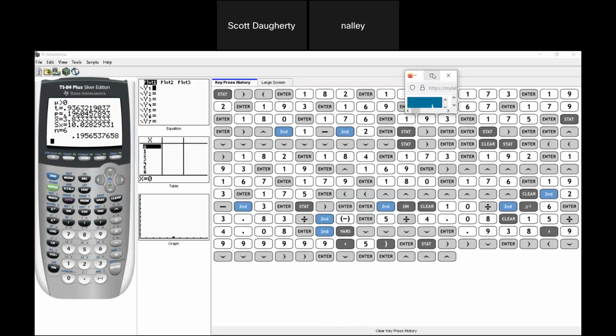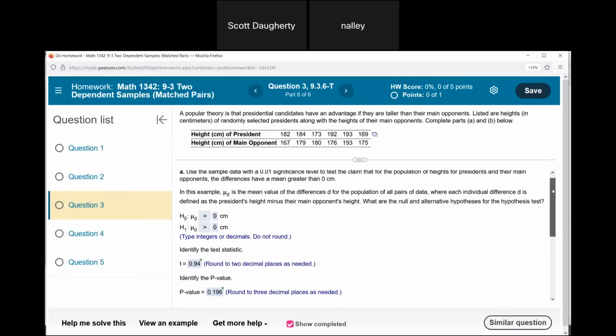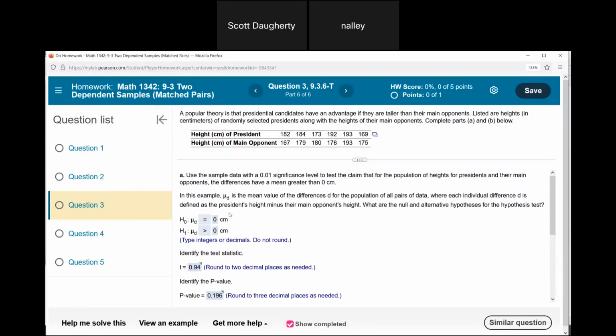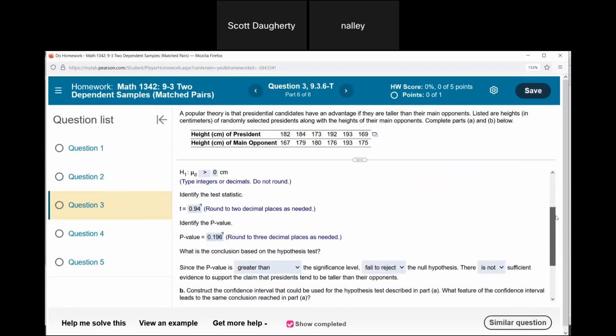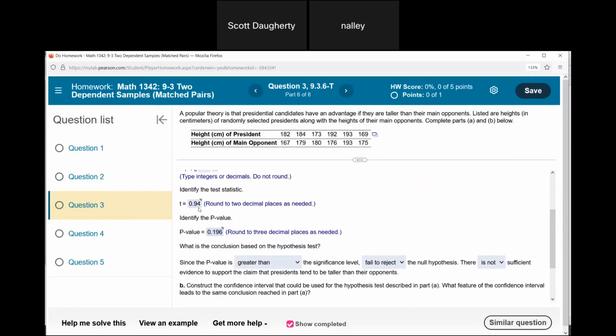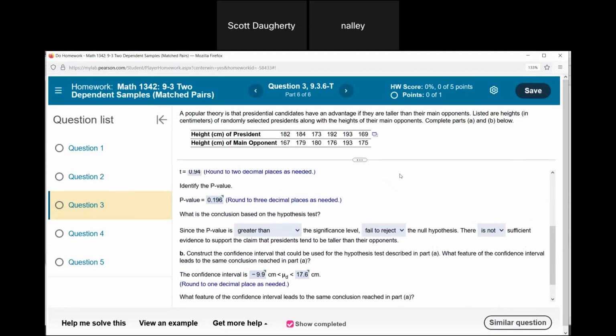So anyway, that's how you can do that problem. And notice for part A, that's what we had for our null and alternative. If you round it to 2 decimals, it's 0.94. There's your test statistic, and there's your p-value, 0.96.